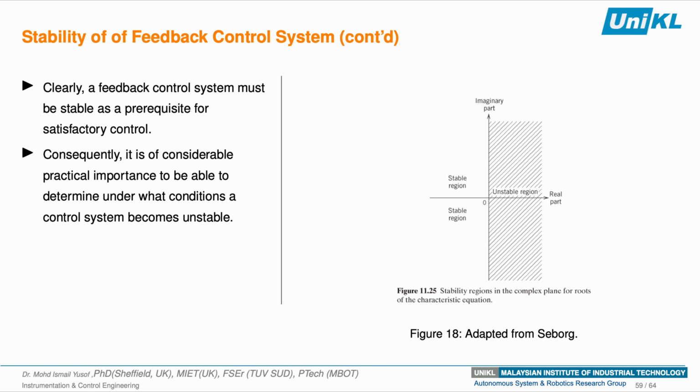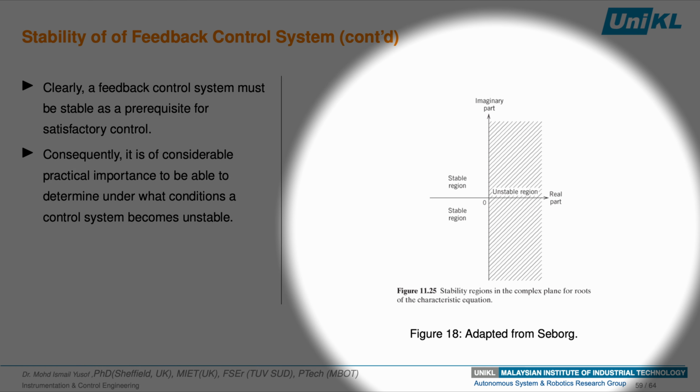Another method to determine stability is through the characteristic equation. The characteristic equation plays a decisive role in determining the system's stability. Similarly, all the roots of the characteristic equation must lie to the left of the imaginary axis in the complex plane for a stable system to exist.